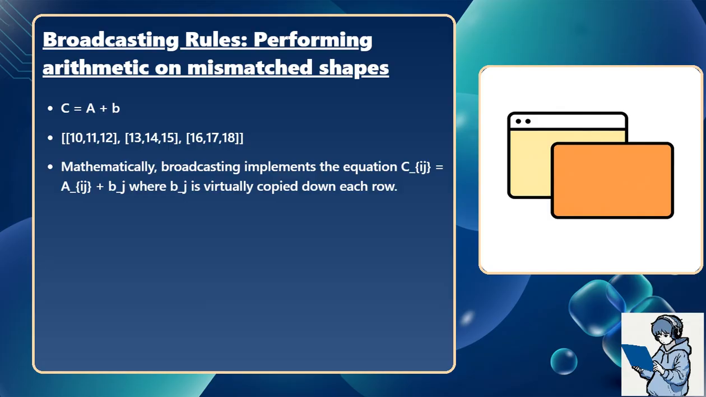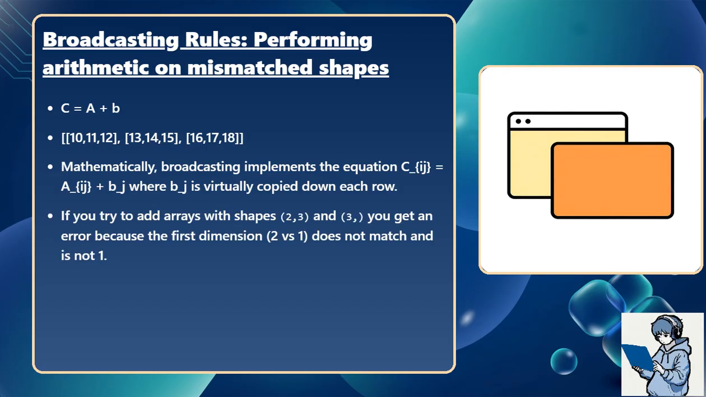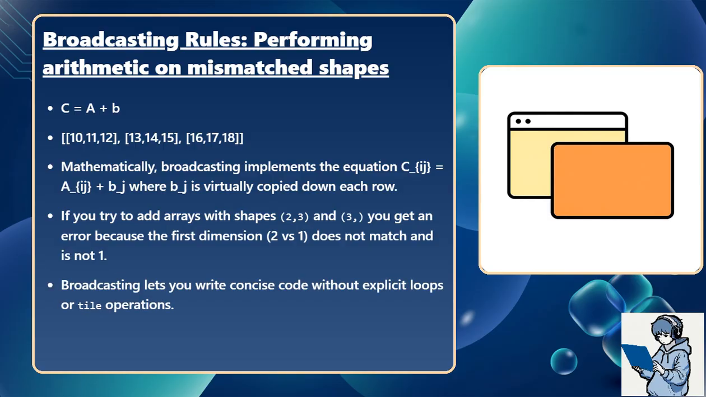Mathematically, broadcasting implements the equation C sub ij equals A sub ij plus B sub j, where B sub j is virtually copied down each row. If you try to add arrays with shapes 2 by 3 and 3, you get an error because the first dimension 2 versus 1 does not match and is not 1. Broadcasting lets you write concise code without explicit loops or tile operations.